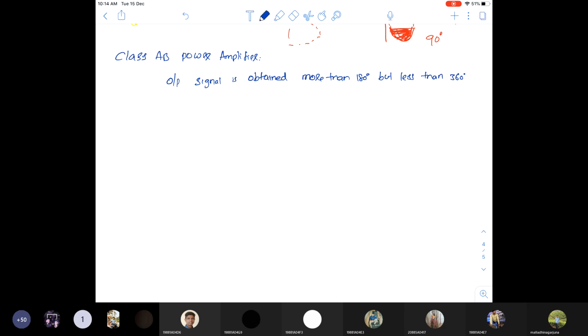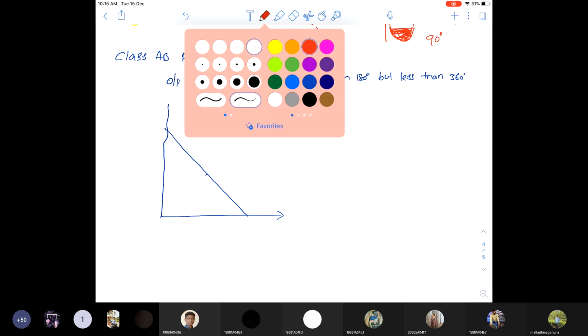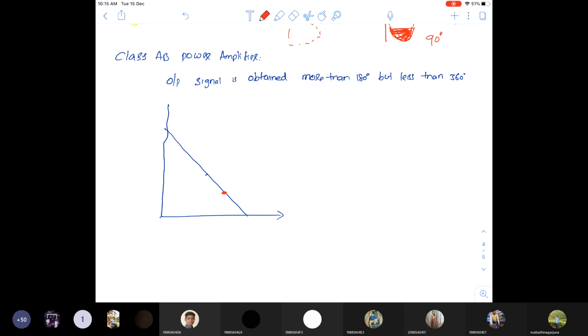Now tell me, where is the operating point? Between the Q point and the x-axis. Q point means the midpoint, so the operating point lies between the midpoint and the x-axis. So this is the midpoint, and I'm taking the operating point here. This is the Q point. My input signal I'm applying on the x-axis here.